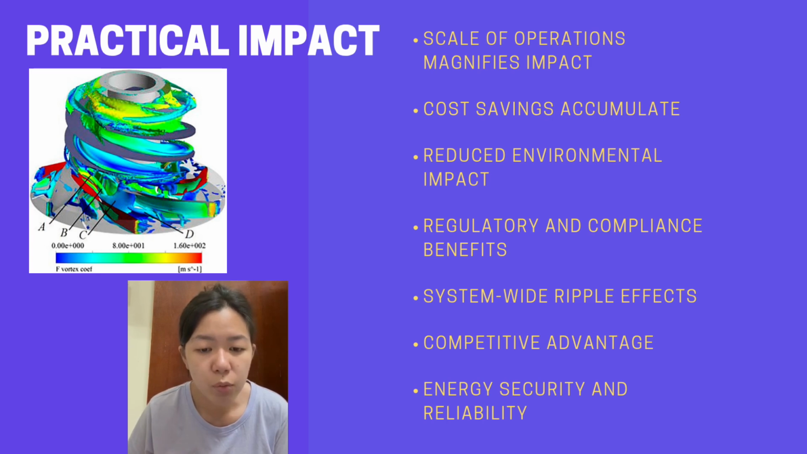Efficiency improvement in one component can reduce strain on related systems, leading to cascading benefits. Less heat generated means lower cooling costs. Smaller generators or motors mean less wear, longer life, and lower maintenance.